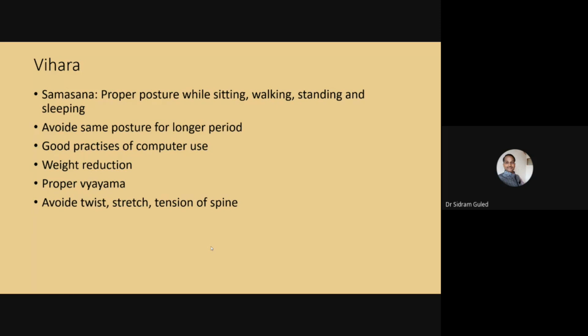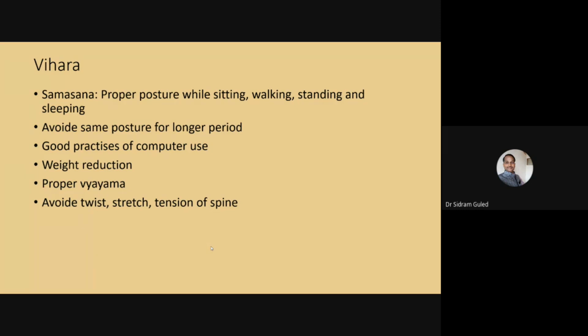Samasana, that is proper posture while sitting, walking, standing, or sleeping. We have to maintain the proper posture. Avoiding the same posture for a longer period has to be advised, and we have to practice good practices for computer use or table work whenever sitting on the chair. Good practices have to be maintained.